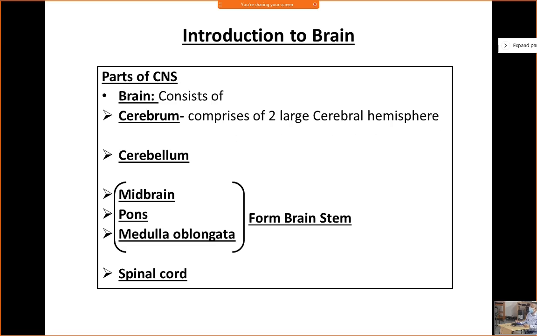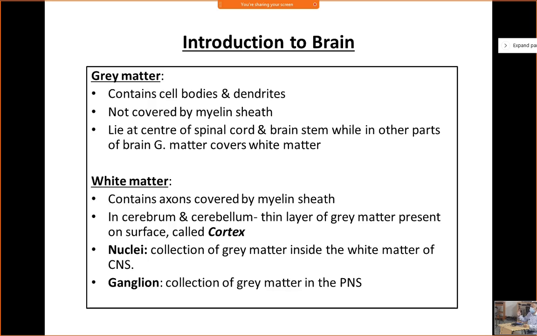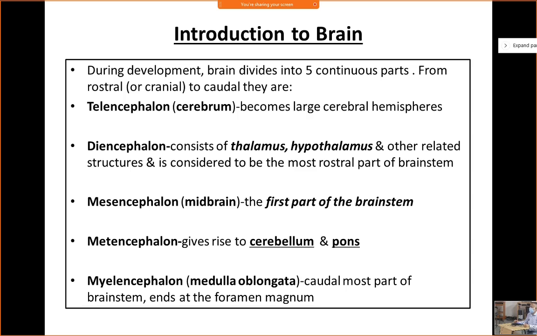Here I have said the brainstem is made up of midbrain, pons, medulla. So after the cerebrum, what are we having? We are having thalamus and hypothalamus. That is our diencephalon. Then our mesencephalon, that is our midbrain, is the first part of the brainstem. So the brainstem and the cerebrum are connected by the diencephalon, that is our thalamus and hypothalamus.